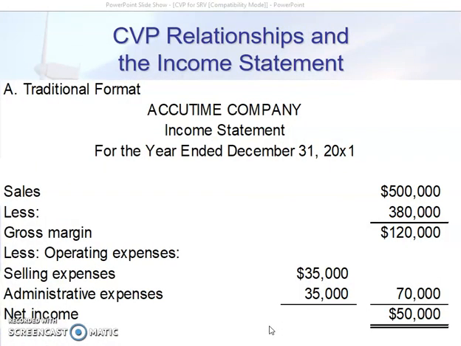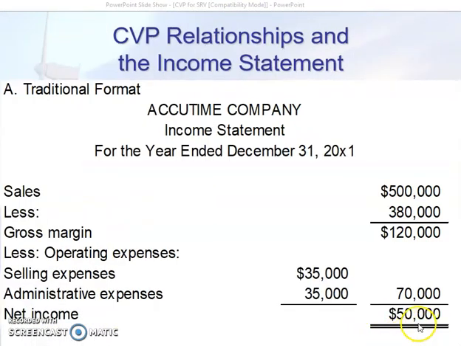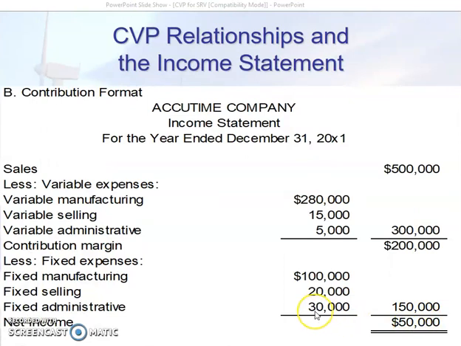Okay, we've got some information here on a traditional income statement. I want to point out one thing. This $380,000 here, it's not labeled, but this should be something like cost of goods sold. And then we have our income statement in a contribution margin format, and you can see we've broken down all of our variable expenses and our fixed expenses. Either way, we come up with the same $50,000 in net income.